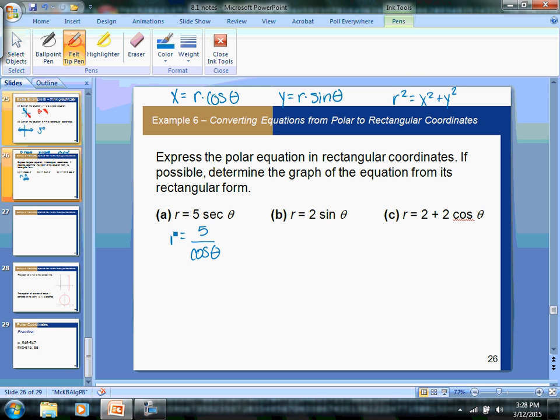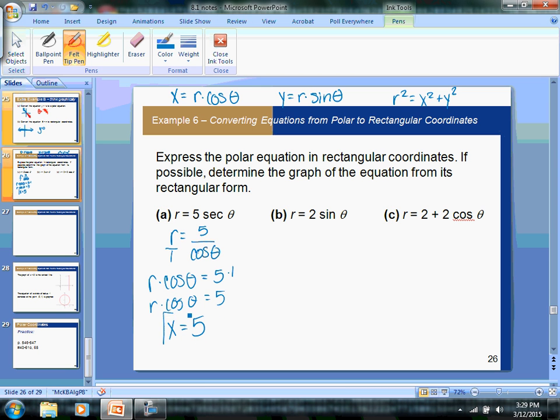So you have to say, okay, can I multiply the r times the cosine theta? And if you think of it as a proportion, you certainly can multiply the r and the cosine theta. So if we have r times cosine theta equals 5 times 1, which is really just 5. So that r cosine theta is equal to 5, and that r cosine theta is also equal to x.